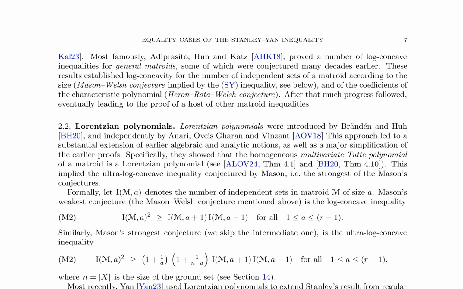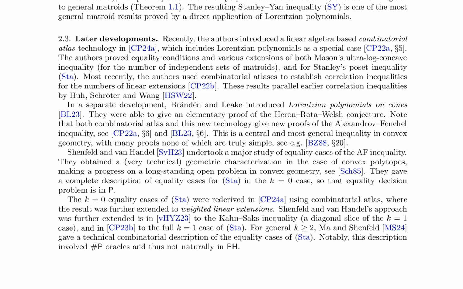The summary starts with the discussion of the Stanley-Yan inequality, which is a general matroid result proved using Lorentzian polynomials. This inequality is a significant extension of earlier algebraic and analytic notions, implying the ultra-log-concave inequality conjectured by Mason. The Lorentzian polynomial approach has led to substantial progress in matroid inequalities, including the proof of the Heron-Rota-Welsh conjecture. The authors have also introduced a linear algebra-based combinatorial atlas technology, which includes Lorentzian polynomials as a special case, and used it to establish correlation inequalities for the numbers of linear extensions.